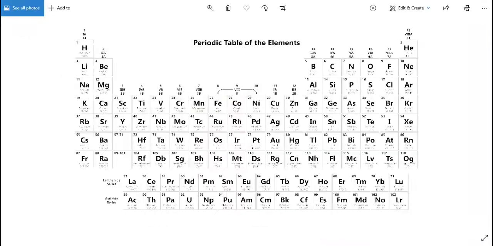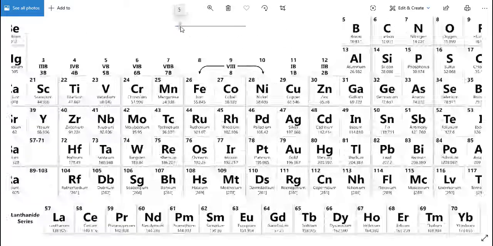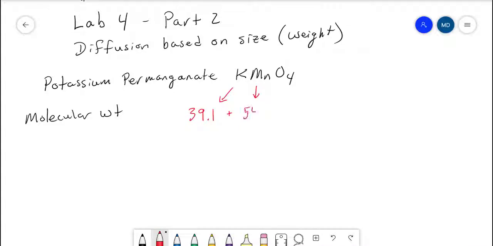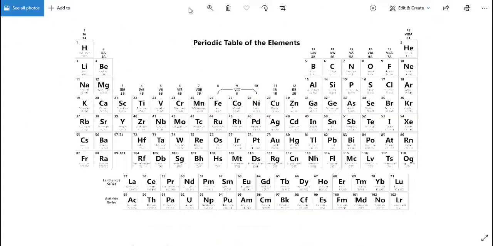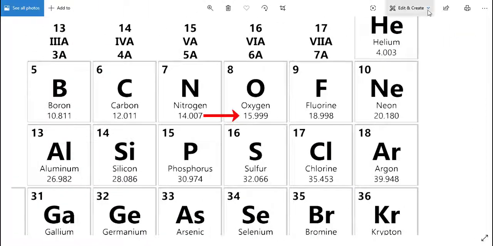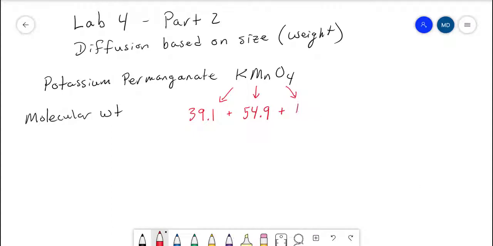Next, we need to look up the atomic weight of manganese, which we can see here is 54.9 AMU. We then record this number back on our sheet. And finally, we look up the atomic mass for oxygen, which is approximately 16.0, and we then record this number as well. Now we also need to multiply the oxygen atomic mass by 4 because there are 4 oxygen atoms in potassium permanganate as denoted by this number here. We then add all of these numbers together to get the molecular weight for potassium permanganate.